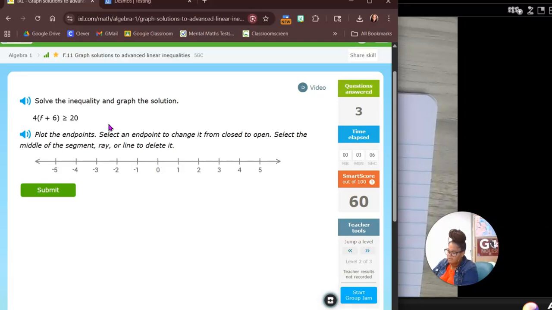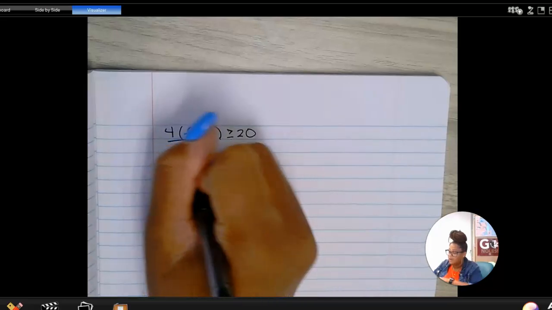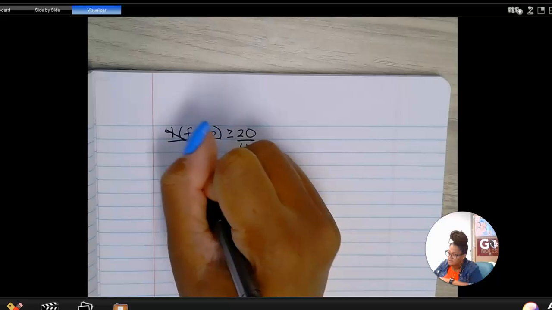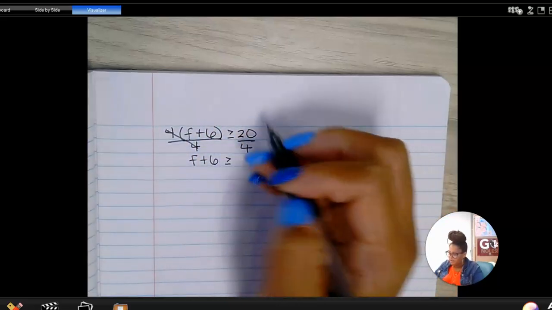4 times (f plus 6) is greater than or equal to 20. I'm going to divide both sides by 4. I want my 4 to go away. This is f plus 6 is greater than or equal to 20 divided by 4 is 5.